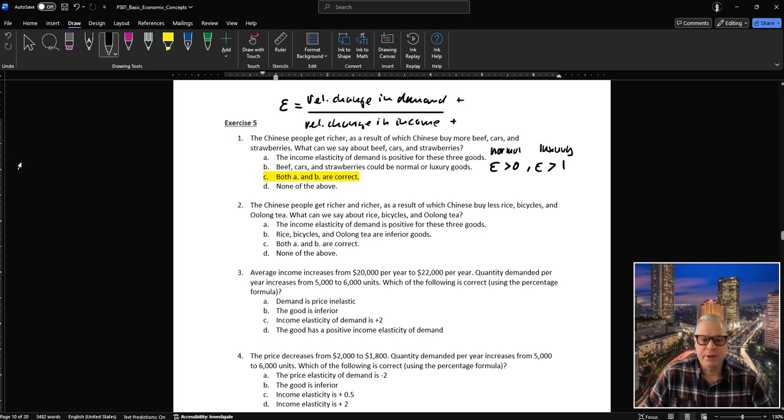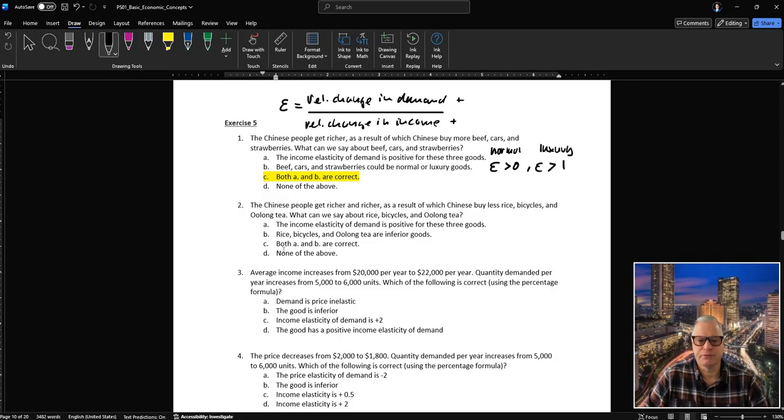The Chinese people get richer and richer, as a result of which Chinese buy less rice, bicycles and oolong tea. So what can we say about bicycles, rice and oolong tea? So now it's a little bit the same question, just the other way around. So the income elasticity of demand is positive for these three goods.